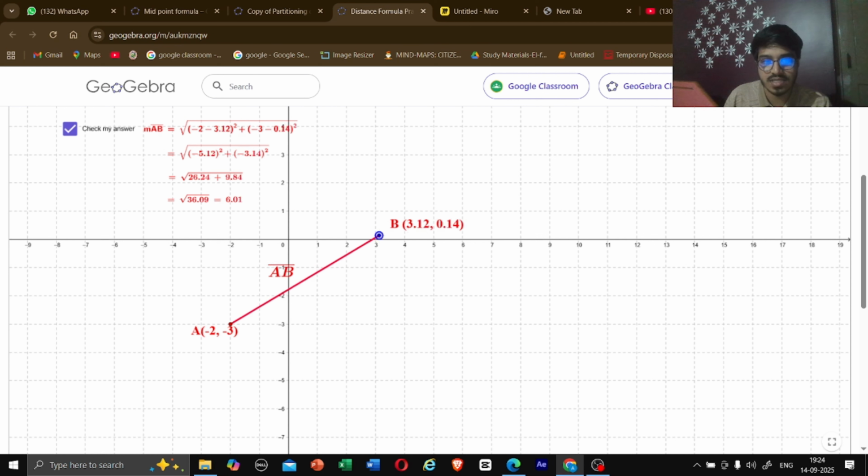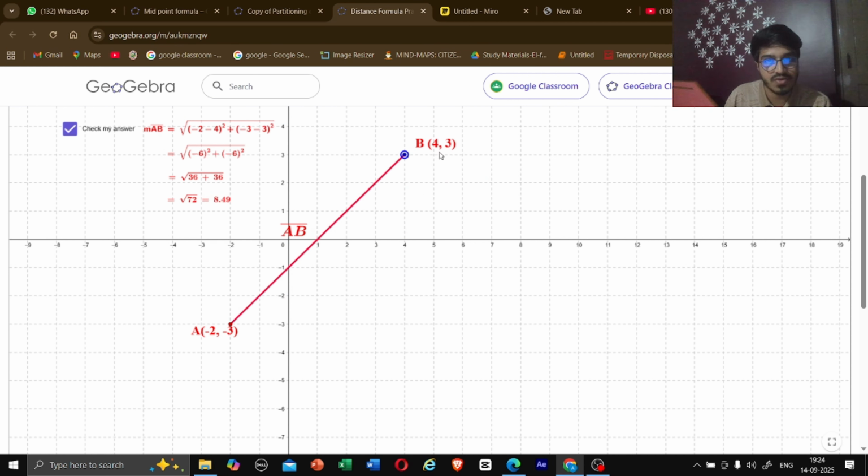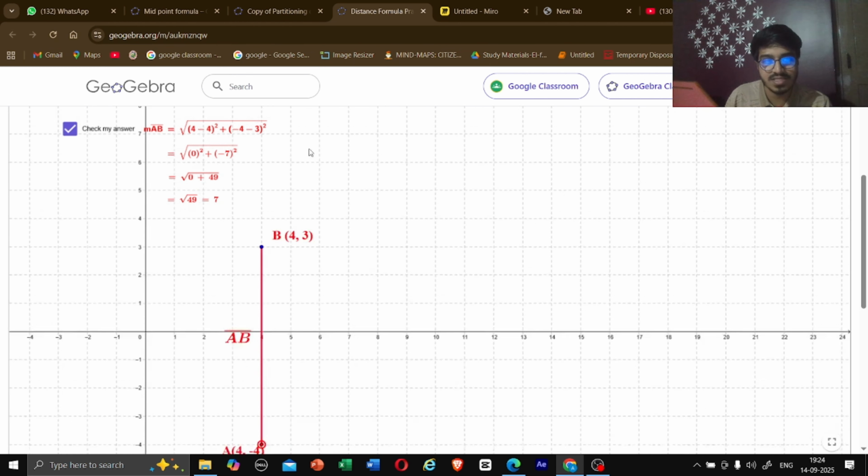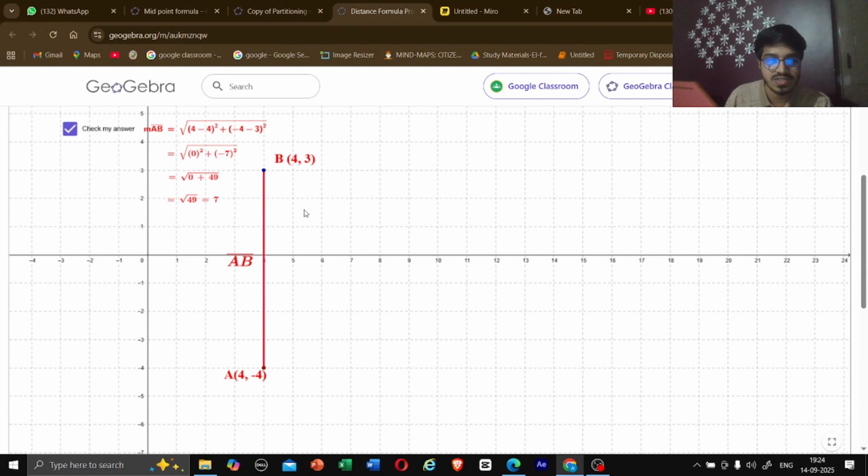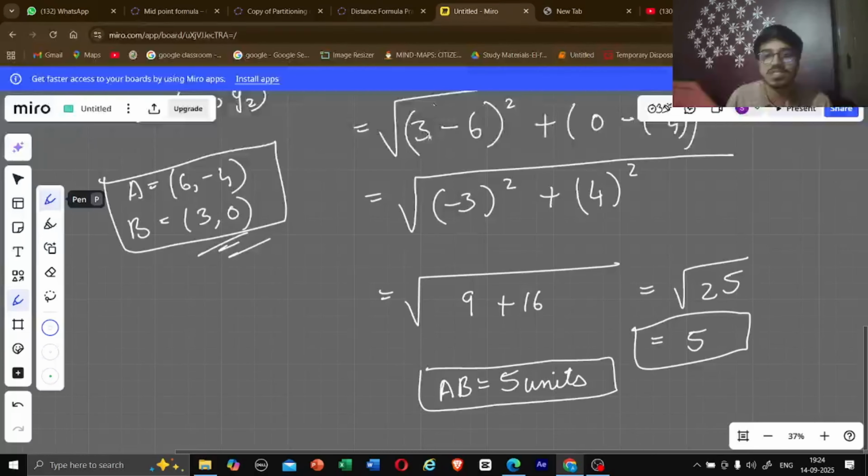I'll change the coordinates of B. I change the coordinates of B to 4, 3. This is the distance from A to B in these coordinates. Now the distance from minus 4, minus 4 to 4, 3 is 7. So you can use this GeoGebra software. Okay. Any doubts in this distance formula?